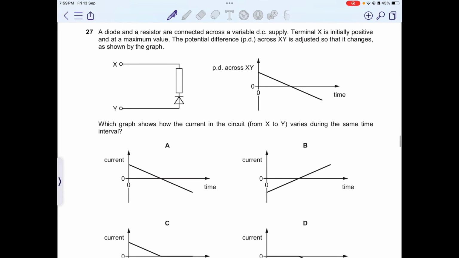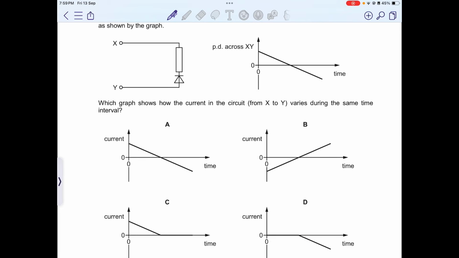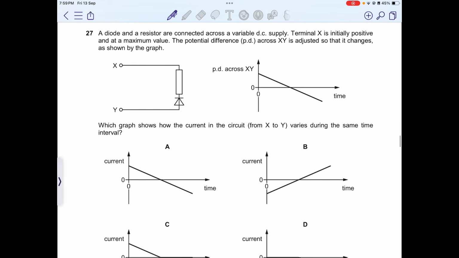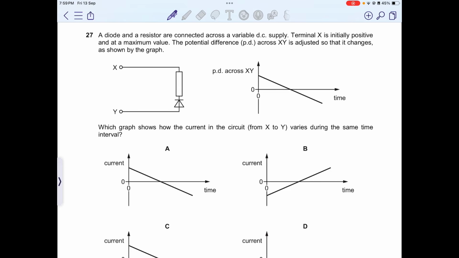Now it says that a diode and a resistor are connected across a variable DC supply. Terminal X is initially positive and at a maximum value. The potential difference across XY is adjusted so that it changes as shown by the graph. The other graph shows how the current in the circuit from X to Y varies during the same time interval. So basically, there are two terminals, X and Y, with a variable DC supply between them. X is initially positive and at a maximum value, and then the potential changes as shown by the graph.